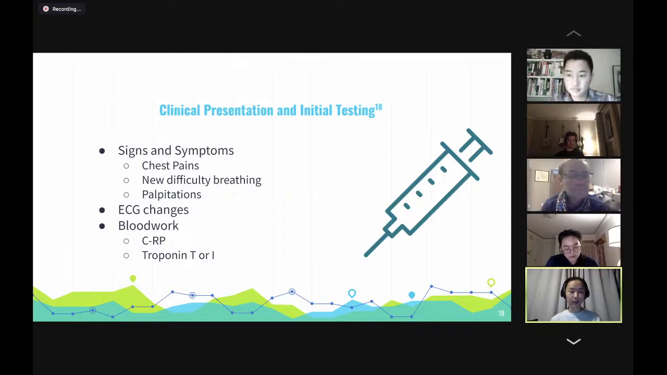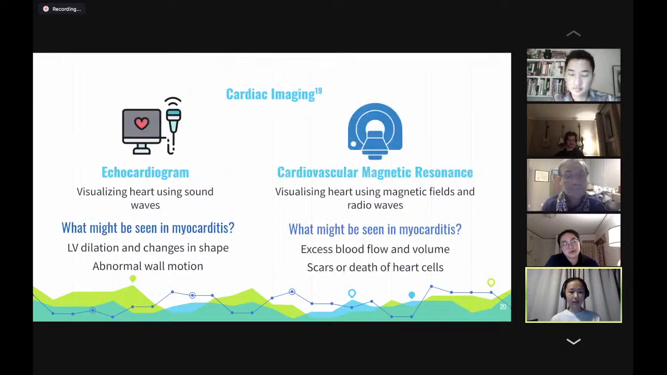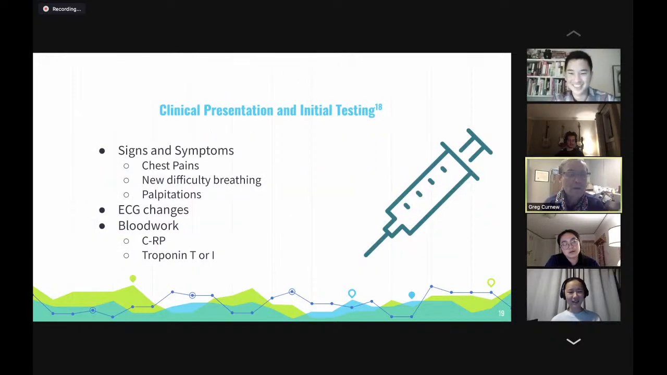And C-reactive protein basically indicates inflammation, and as Enya talked about, myocarditis is an inflammation of the heart muscle, and troponin T and troponin I are indicators of heart damage. So let's go backtrack one slide again. One important thing to think about is that your symptoms are important.